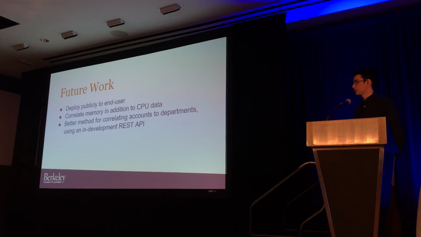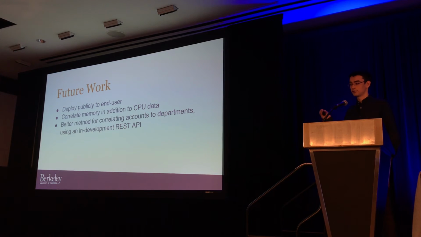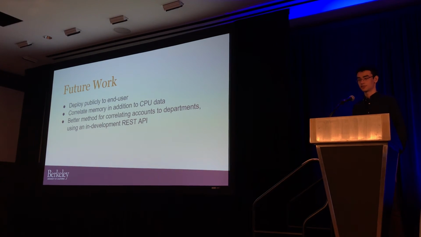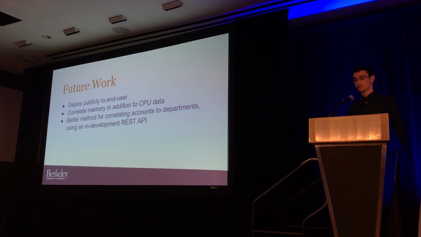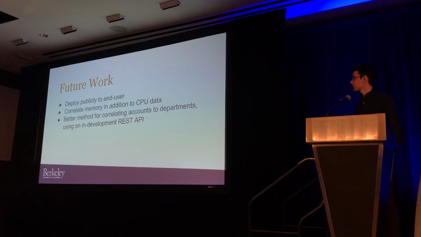I'd also like to add correlation with memory in addition to CPU data, because we can see CPU data over the course of a job. It'd be really great to see memory over the course of a job, because we have users running out of memory sometimes. And that should be pretty straightforward to do.